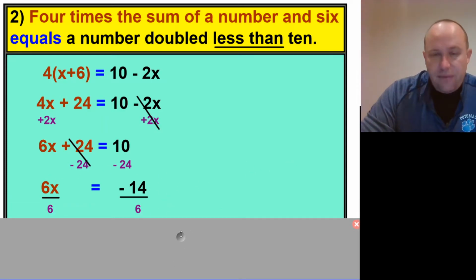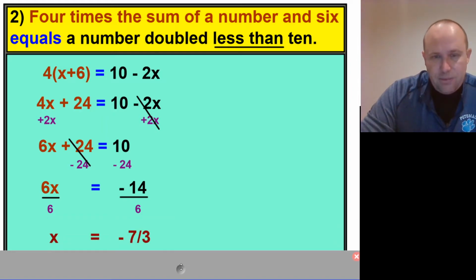Don't go immediately for the calculator, or if you do and get a decimal, make sure you go back and change it and simplify it as a fraction. If you divide both of these numbers by 2, you'd end up with -7/3.